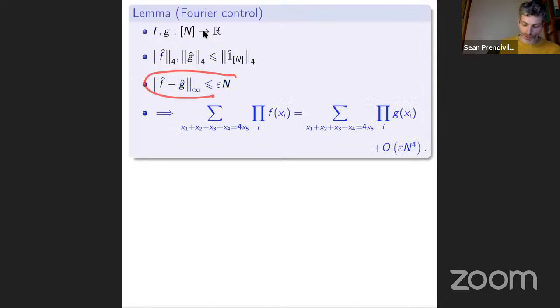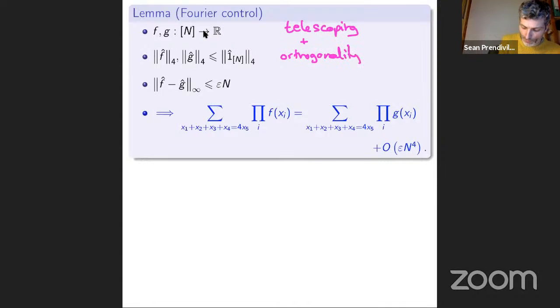So two functions whose Fourier transforms are comparable have similar solution counts, up to some error measured by the difference in their Fourier transforms. This is a very similar result to one we've employed in different variants in the first 3 lectures. It's essentially telescoping to compare these two counts, plus the orthogonality relations to write things in terms of a Fourier integral, plus Holder's inequality, to extract an L infinity Fourier norm.